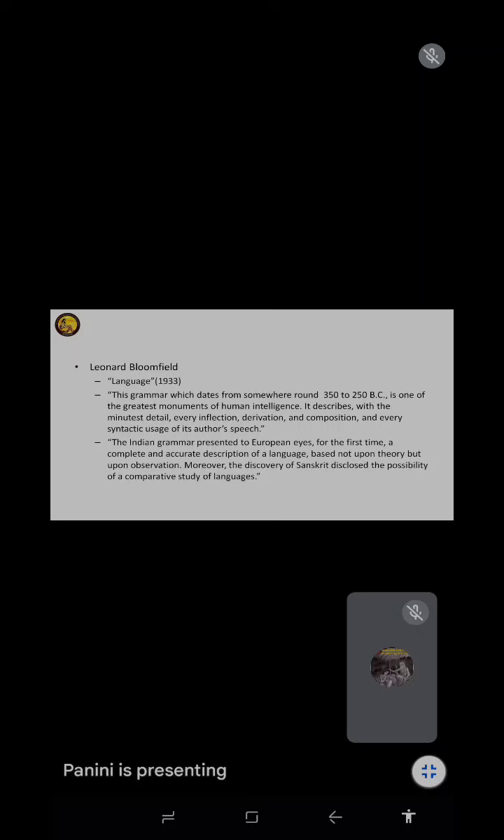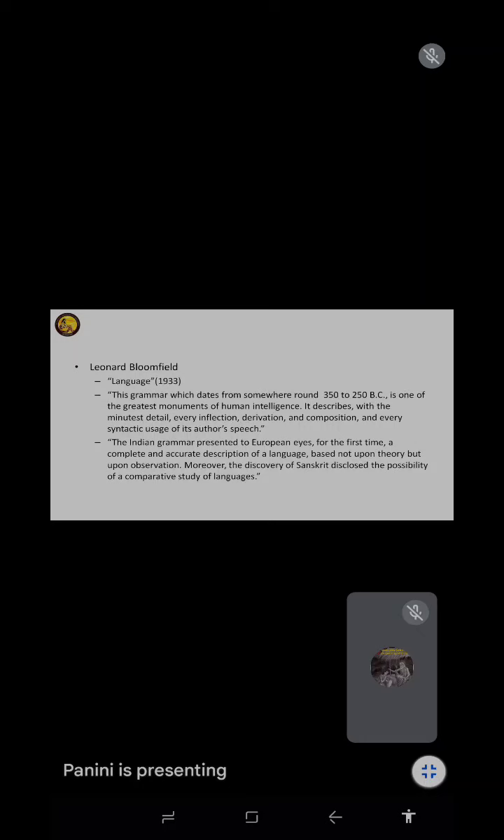So look at this. For the first time he brought this into the whole of linguistic studies. It is called the greatest monument of human intelligence. What is a greatest monument? Why is it a greatest monument? Because it describes with the minutest detail. A detailed analysis is done by Panini. In what aspect? Every inflection: how a word is used, how many forms there are in a word. Derivation: derivation means how a word is derived from another word.